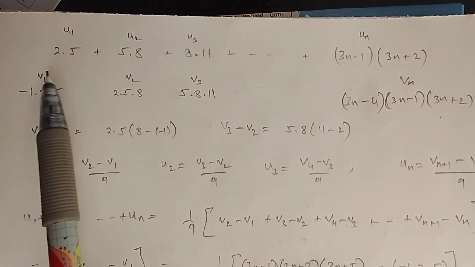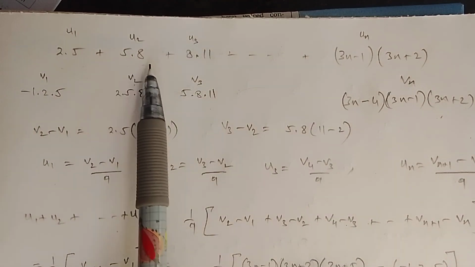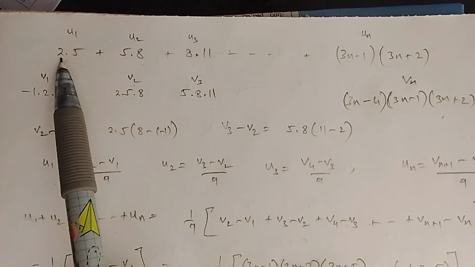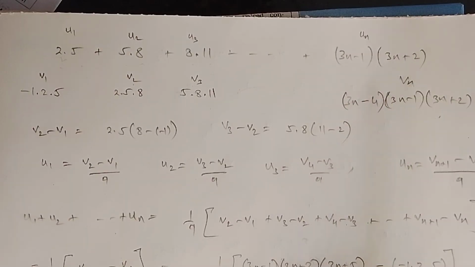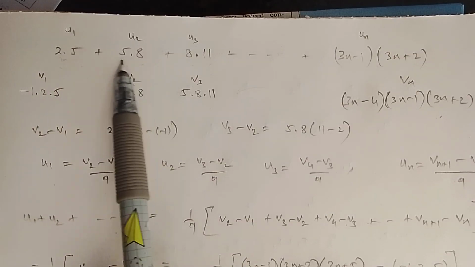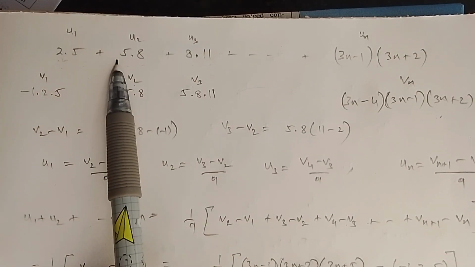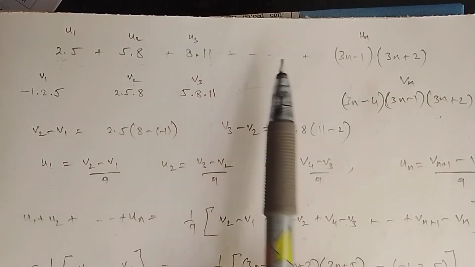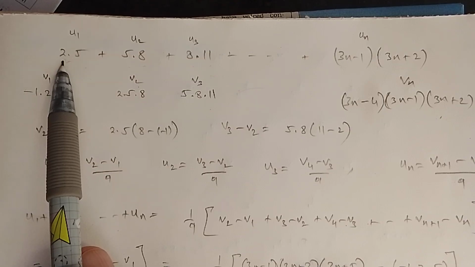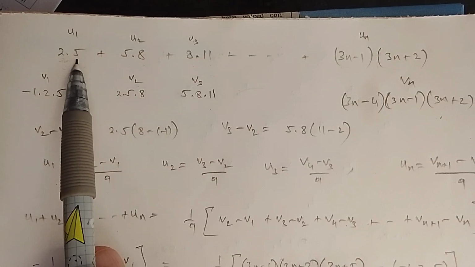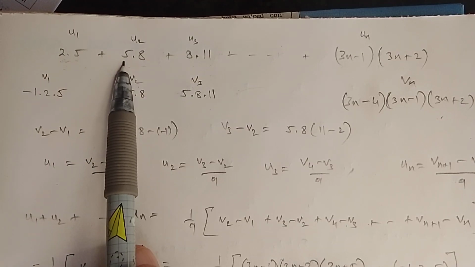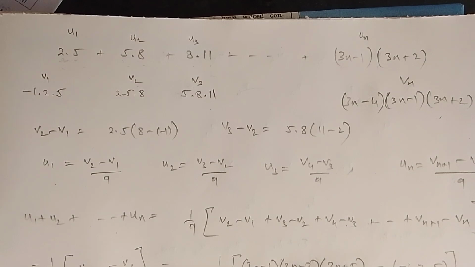Say, for example, a series like 2 into 5, 5 into 8, 8 into 11, etc. So this series is nothing but 3n minus 1 and 3n plus 2. The difference is actually 3. This is a kind of arithmetic progression: 2, 5, 8, 11, 14, and so on. So the first term is 3 into 1 minus 1, 3 into 1 plus 2, then 3 into 2 minus 1, 3 into 2 plus 2, etc.